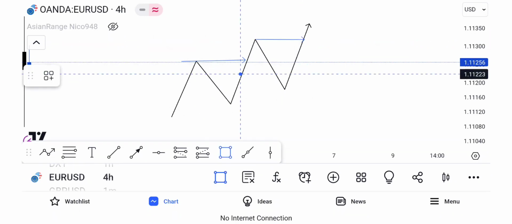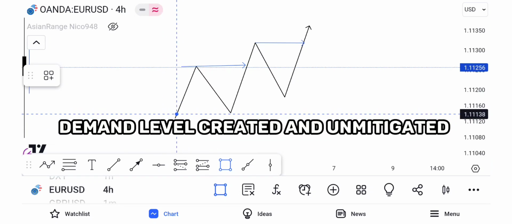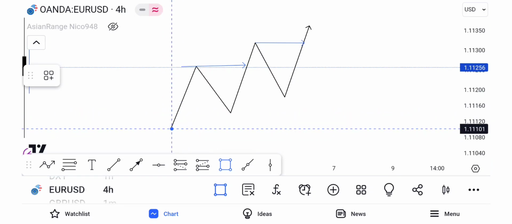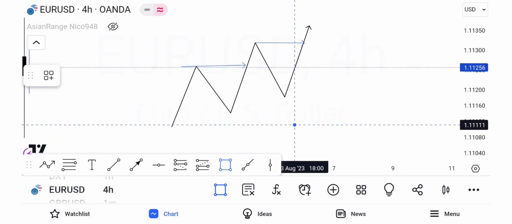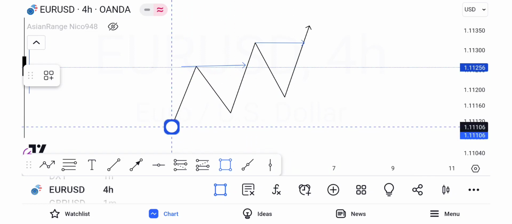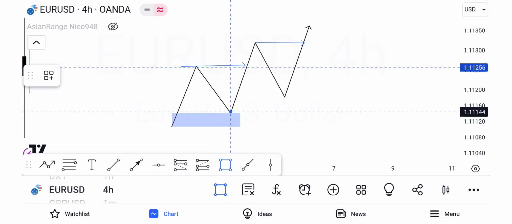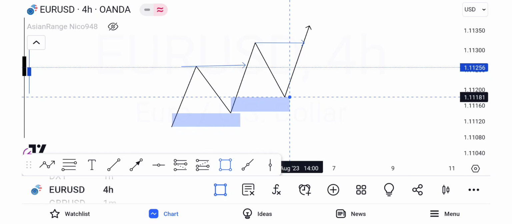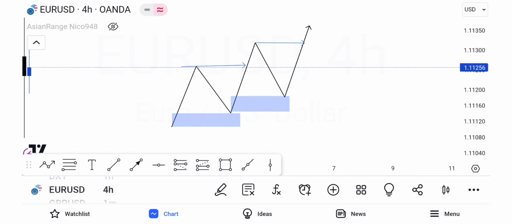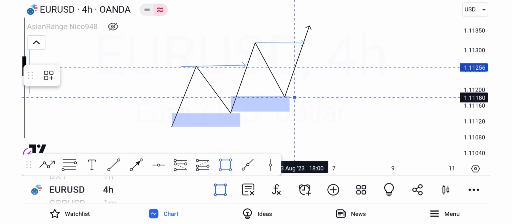the demand levels being created by the market. For example, you see this demand level here, it held. Then there was another demand level here that held. Now a fresh demand level was created here.